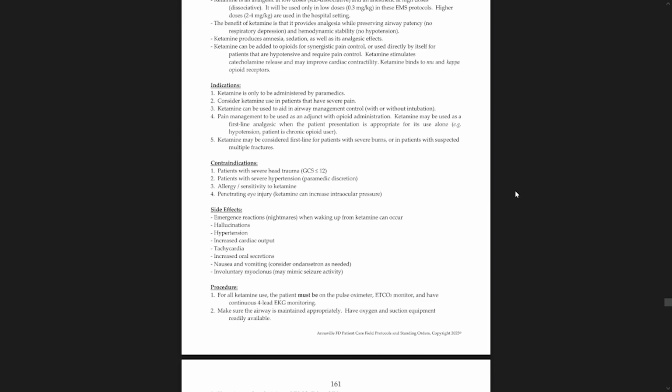The contraindications: patients with a severe head trauma or a GCS less than or equal to 12. Patients with severe hypertension, paramedic discretion. Allergies or sensitivity to ketamine. And a penetrating eye trauma. Ketamine can increase intraocular pressure.